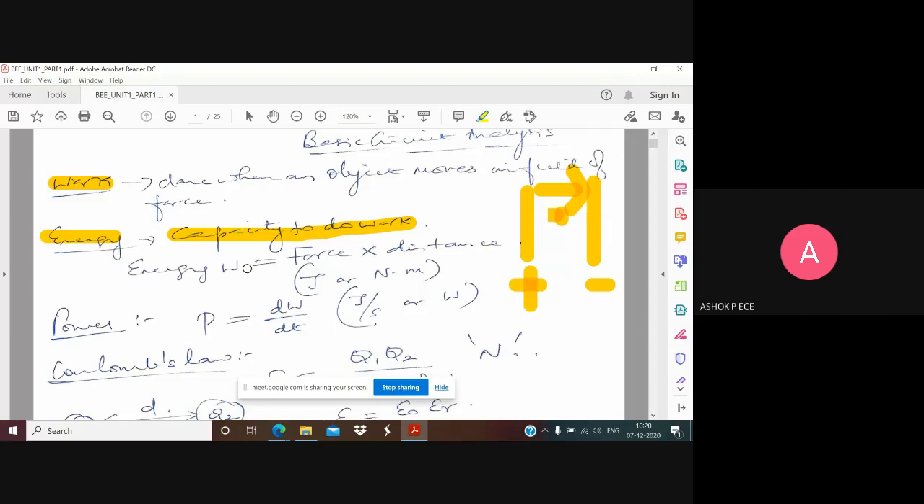And the formula for energy: energy W is force into distance, that is, how much distance I move the particle under the electrical force. Can someone say what is the unit of energy? Joule. And what is the unit of force? Newton. What is the unit of distance? Meter. Yes, so joules can also be written as Newton meter. Another equivalent unit for joules is Newton meter, just multiplying the units of both.